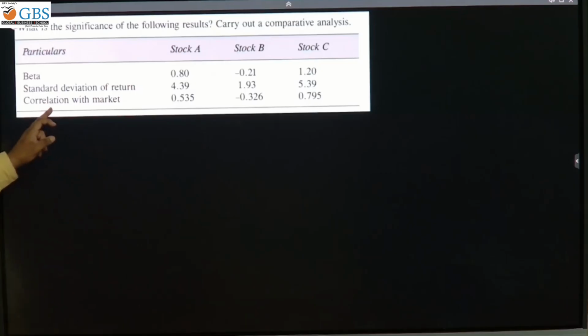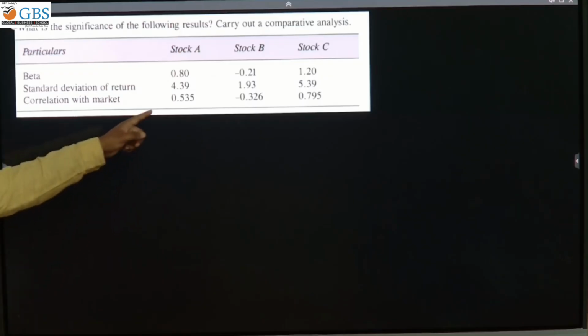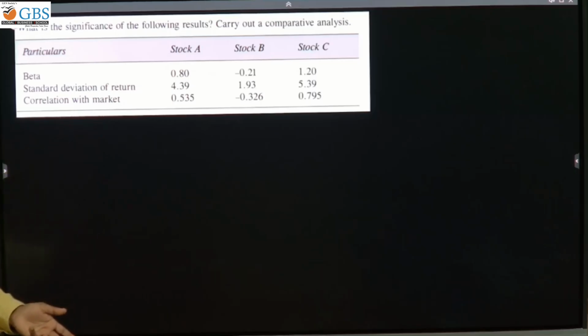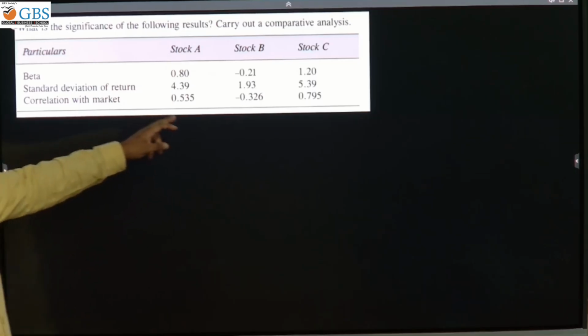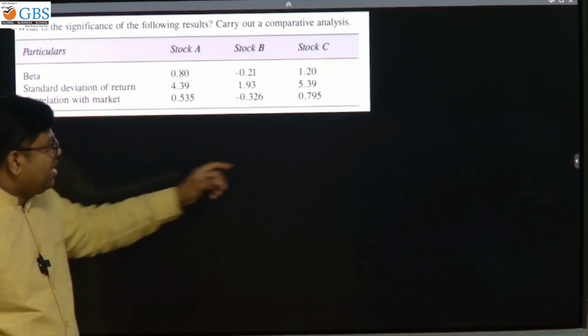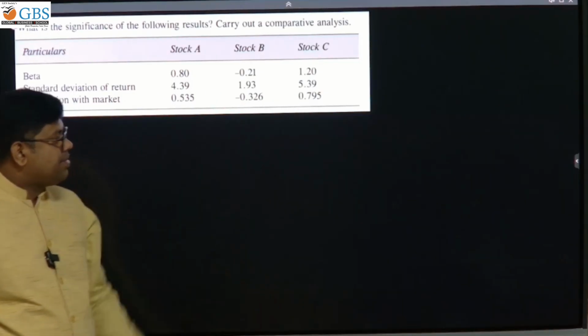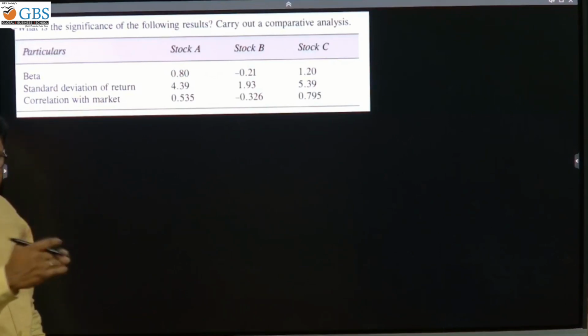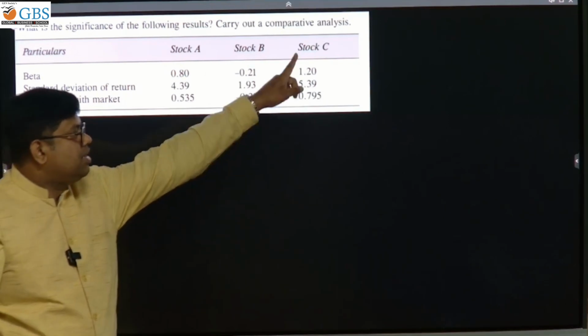What is the next? Correlation with market. This is nothing but beta only, but they are given in a different parameter. Correlation 0.5. Correlation with the market means what? Market measurement. 0.53 minus risky 0.7. So always near to 1 is good. So go with stock C.